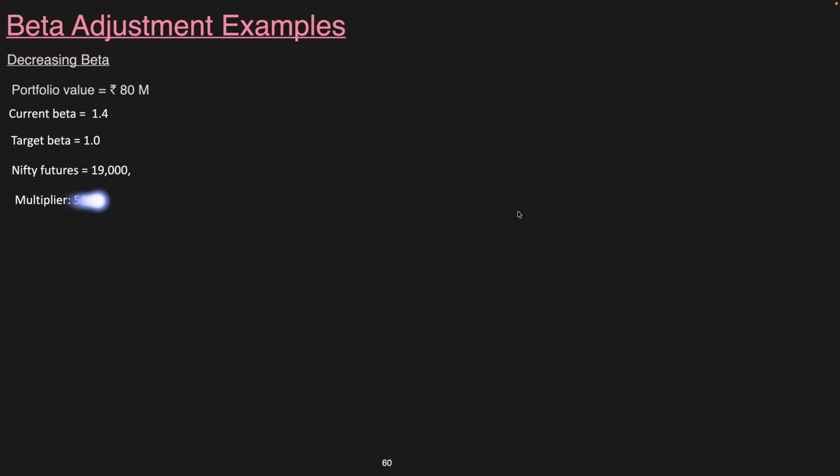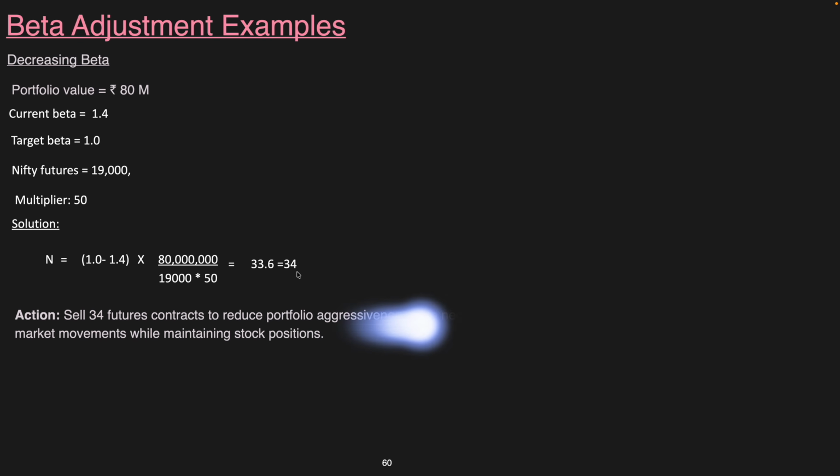Let us take another example for the reduction in the beta. Here, the portfolio manager wants to reduce the beta from 1.4 to 1. So he wants less market exposure. So accordingly, he has to short 34 contracts. So he will sell 34 futures contracts to reduce the portfolio aggressiveness. It means his portfolio has stocks which are very aggressive. So he wants to reduce that aggressive portfolio. How does he do it? He will short the futures contracts to bring the beta below the present beta of the portfolio.